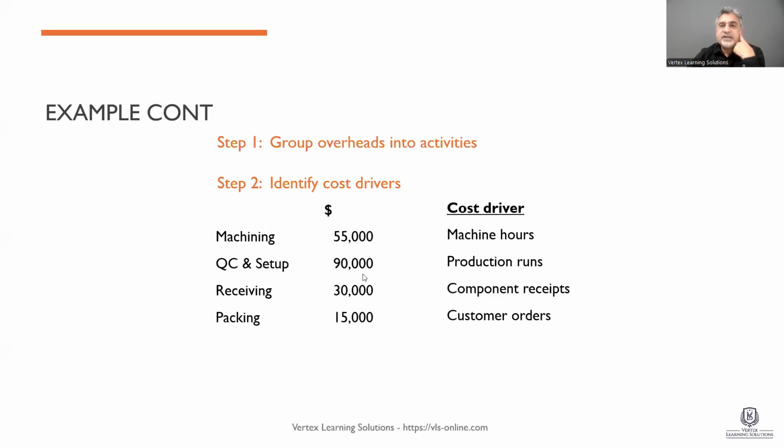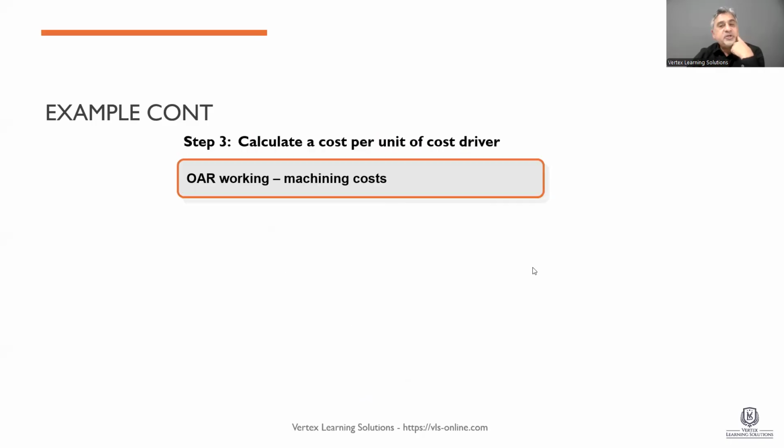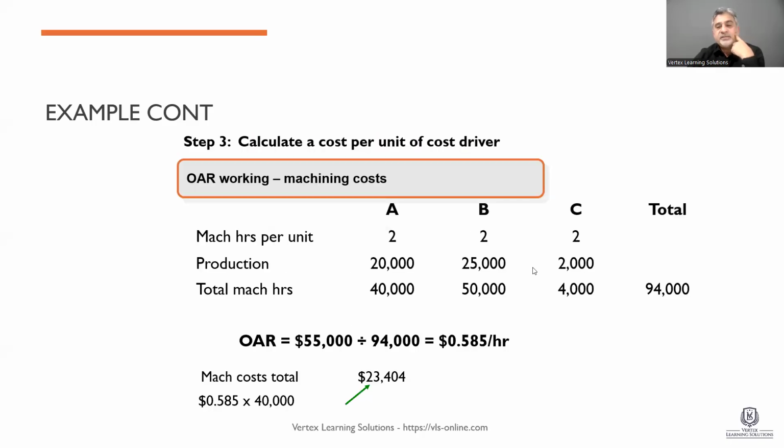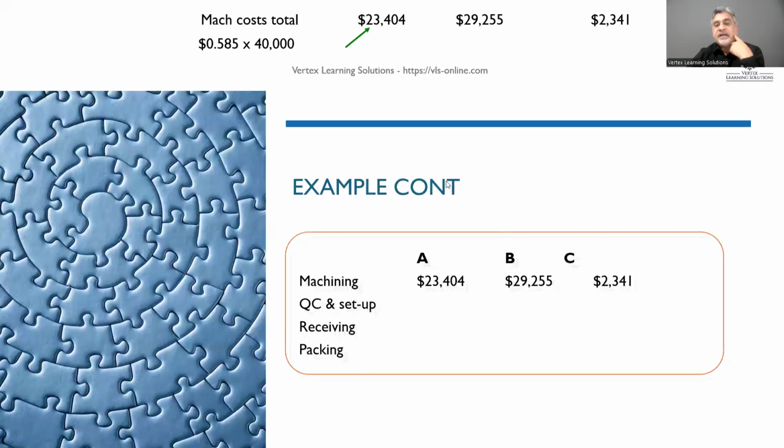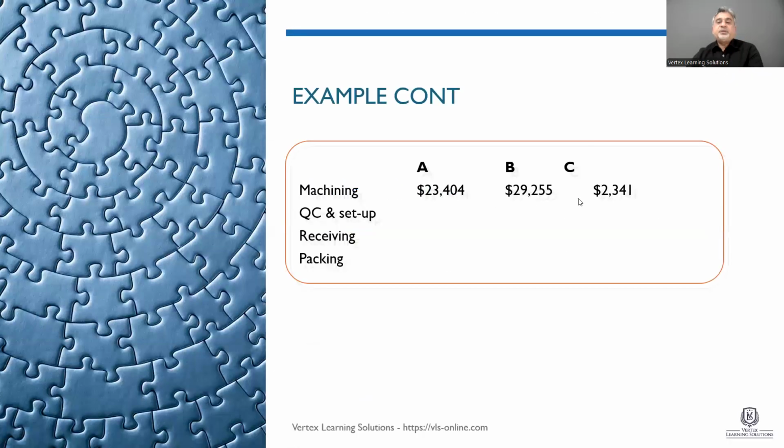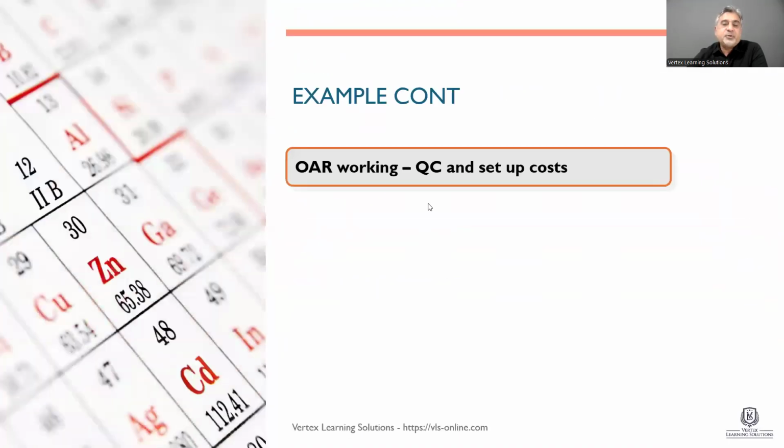Second is QC and setup. Now I need to see how many production runs we have done. So we go back to the next slide and we say that machining cost is 23, 29, and 2,341. And then we ask, how many production runs do you have? For production runs, we have A, B, C: 10, 13, and 2. So total 25 production runs you did.